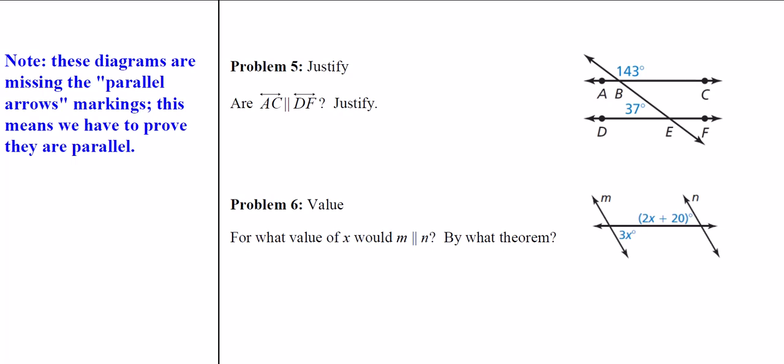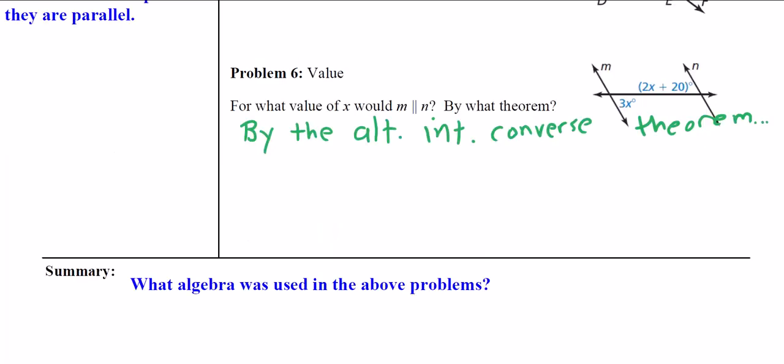Problem 6. What value of x would make m parallel to n? And once again, you note that we don't have little arrows on these lines signifying that they're parallel. We don't know these are parallel. We're being asked what value of x would allow us to say that m is parallel to n. There's 4 ways to prove that these two lines are parallel. In this particular case, we see that this angle is given and this angle is given, and these are alternate interior angles. So by the alternate interior converse theorem, these would be equal to each other, and if they're equal to each other, then the lines would be parallel. Question is, what is the value of x?